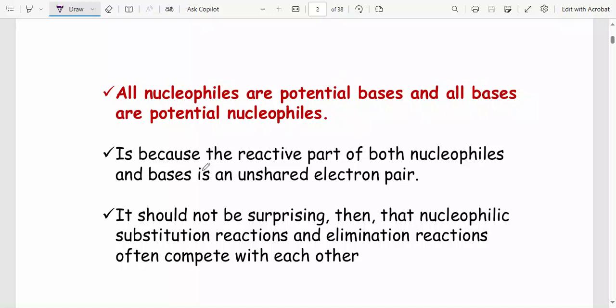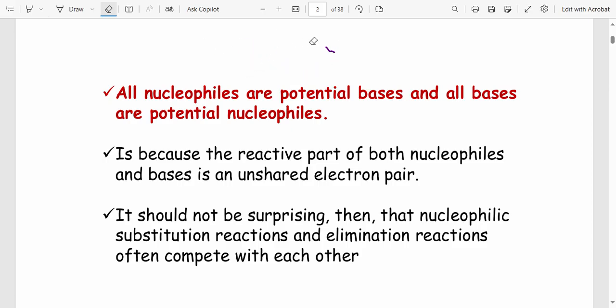So we are talking about nucleophilic substitution reactions. From the word, you have got nucleophilic, and then we are talking about substitution. So this is a kind of reaction where a nucleophile is going to be substituting another molecule where it is.